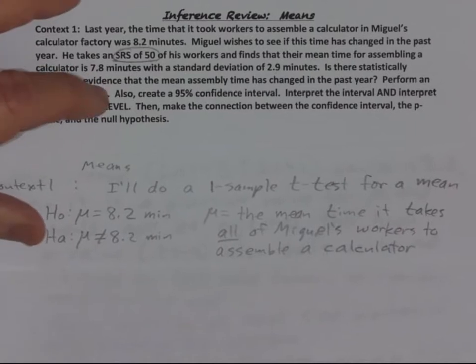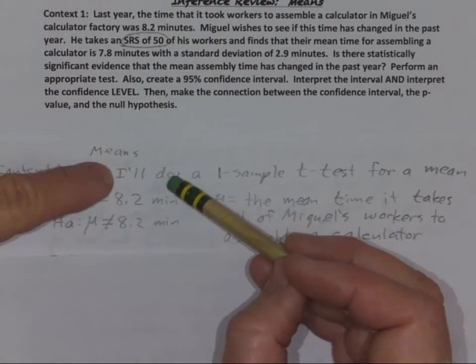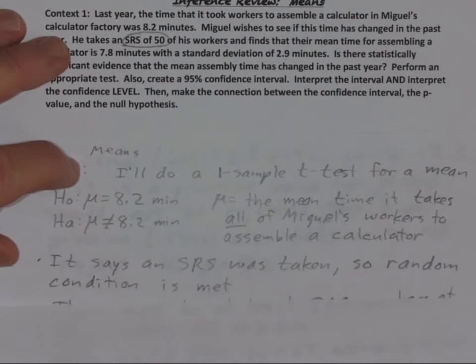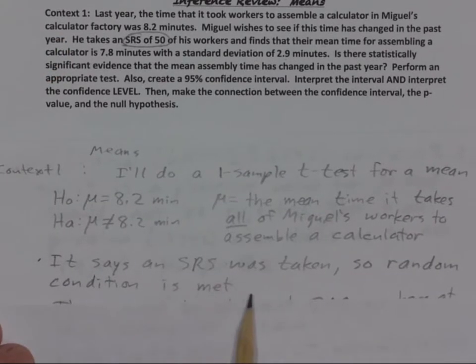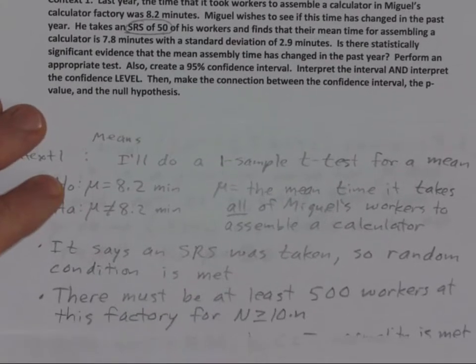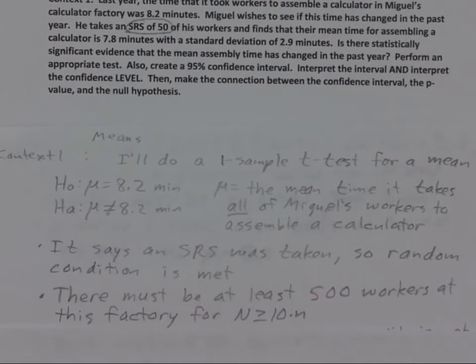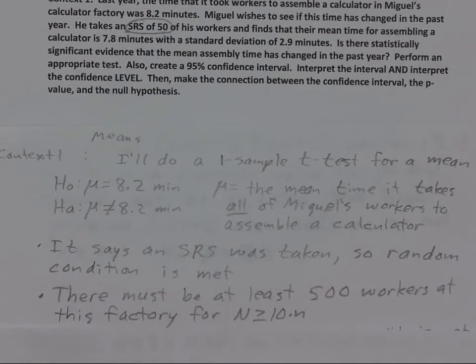Then we do our assumptions. So that's the type of inference, that's the hypotheses. Our assumptions we send. So the first thing, like I said, it says that an SRS was taken, so random conditions met. So that's good. Our population size is at least 10 times our sample size for independence, because we're not using replacement here. He's just taking these 50 out. And so that ensures us our formula for standard error will work.